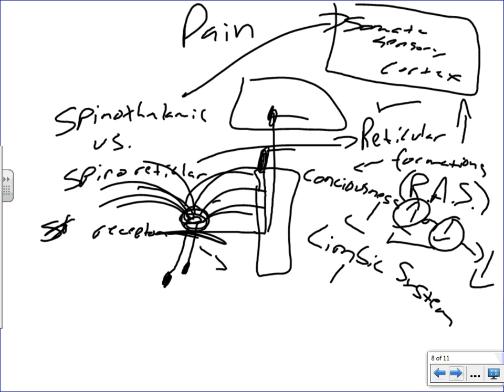And then two, the limbic system. Remember, the limbic system is essentially where we deal with emotions, emotional responses and emotional memory. So this is essentially where this information is going to get stored, so we can associate bright red hot object, this hurts like crazy, I don't want to feel like this again, limbic system. So that's basically the importance of these two pain pathways.